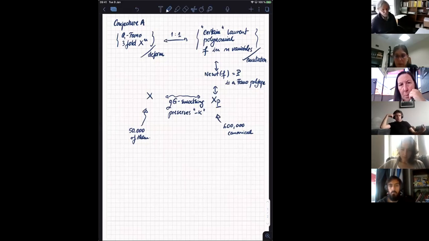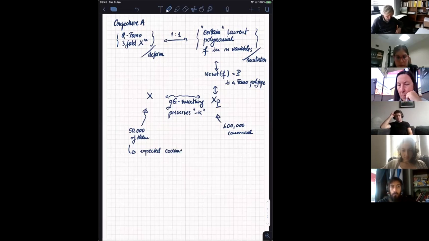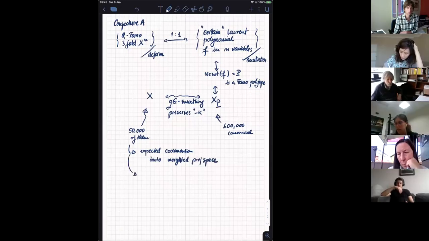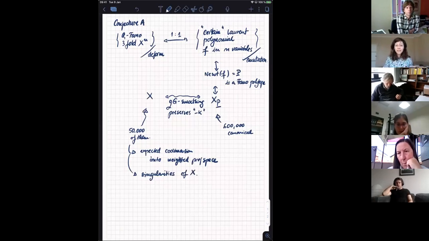There's a bit more data that is derived from these Hilbert series. So it's not just minus K, but also from this you derive the expected codimension. And actually, it gives you the expected anti-canonical embedding into weighted projective space. And then the singularities that you expect X to have, okay? Because clearly we are going to want to find singular varieties, right? Because Fano threefolds that are smooth have already been classified.